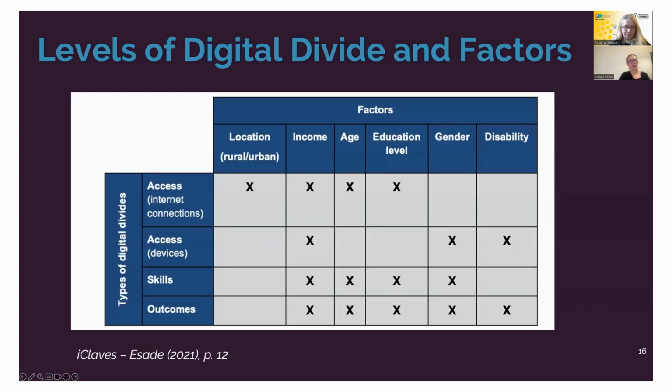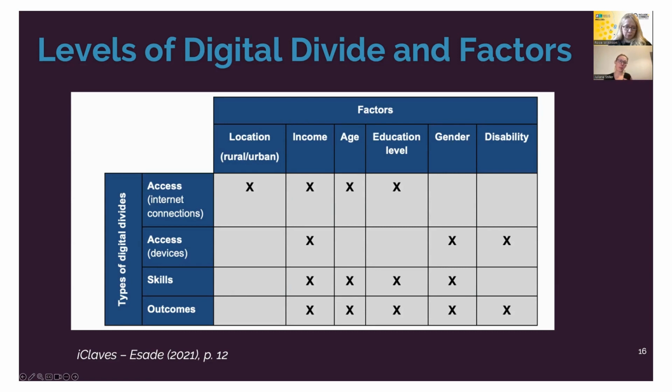In this report, the authors try to bring these factors and these types of digital divides together. And through the literature review, the authors summarized the factors that most affected each type of the digital divide. So, for example, the access to internet connection. The factor which is most influential for this is where you live. So are you living in a rural or an urban area? Your income, your age, or education.